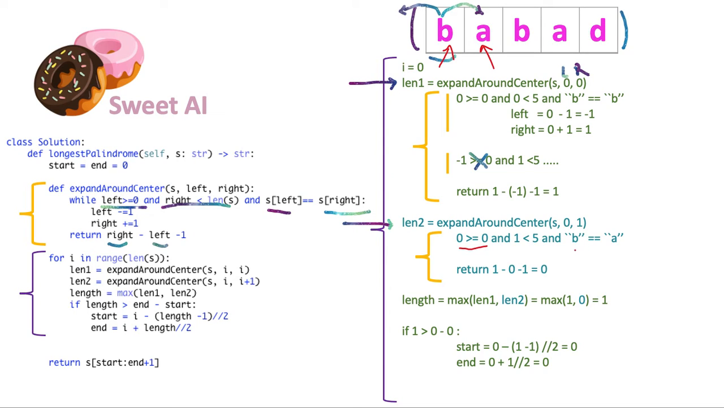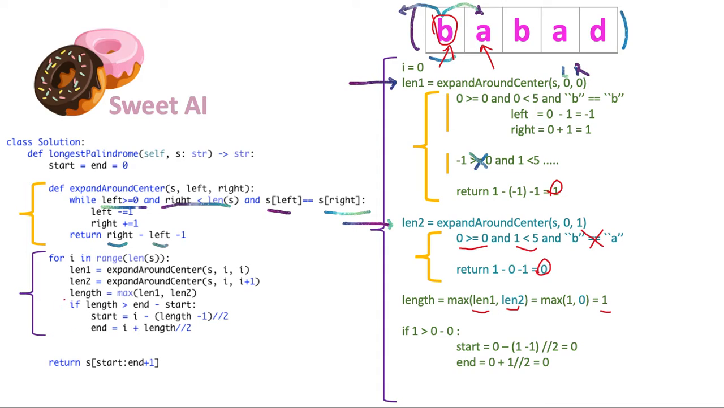bigger or equal to 0 and 1 is smaller than 5, and then it's going to check if these two are equal. If they are equal, we might have an even case, and if not, the condition is not valid, and we go to the return, and 1 minus 0 minus 1 is 0, so we return 0. We got length 1, which is 1 from here, and length 2, which is 0 from here. We get the max. So far the longest palindromic substring that we have is just the letter B.